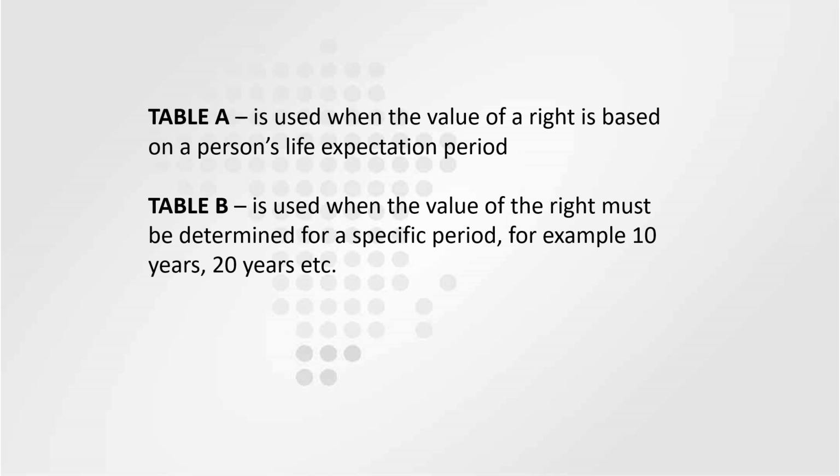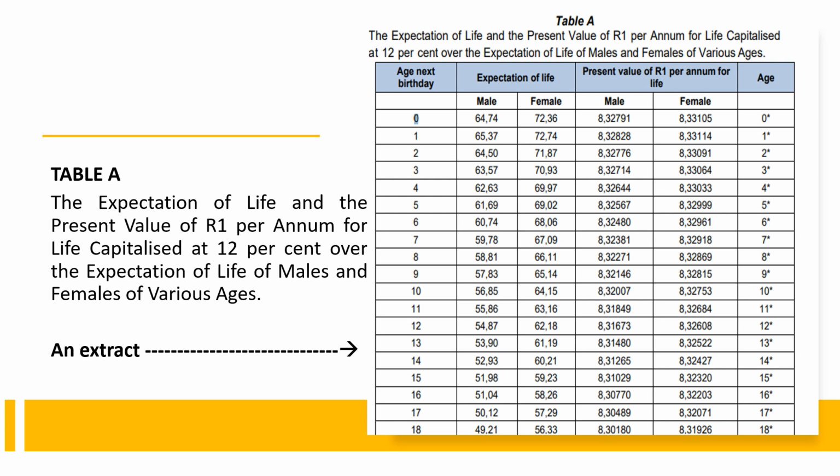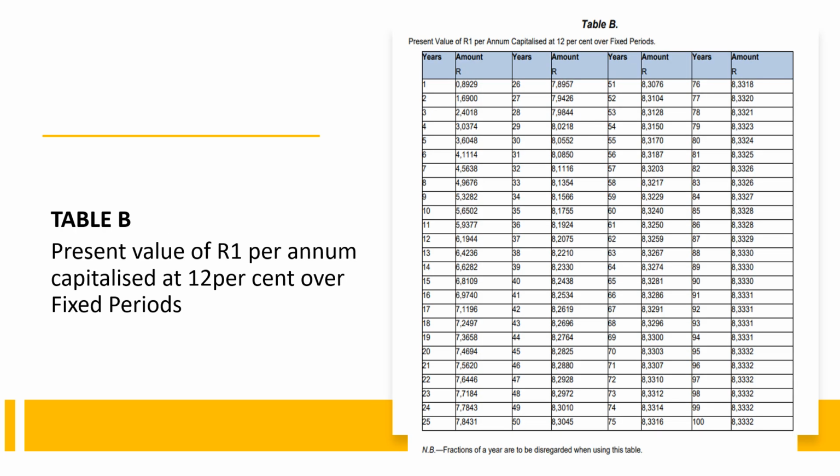This is just to say what Table A and Table B are. This is to illustrate what Table A looks like. It's split up into male and female. So this is the expectation of life side. So if someone is aged 8, then they're expected to live for 58,8 years. And then their factor, the present value factor, is 8,3. This is how Table B looks.